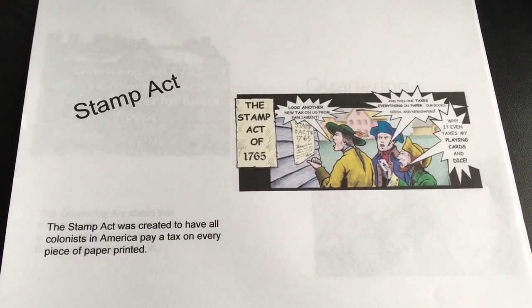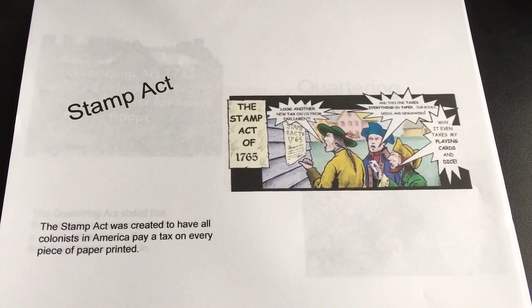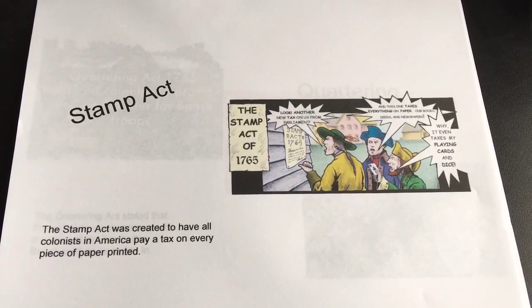The Stamp Act stated that all American colonists had to pay taxes for every piece of paper printed. The money gathered was used to compensate for protecting the American boundary near the Appalachian Mountains.